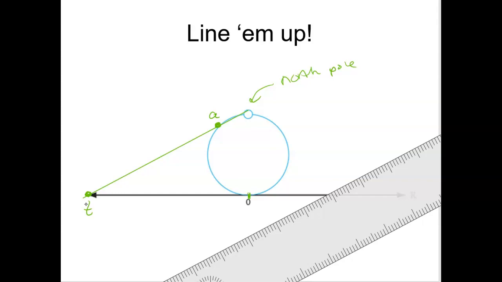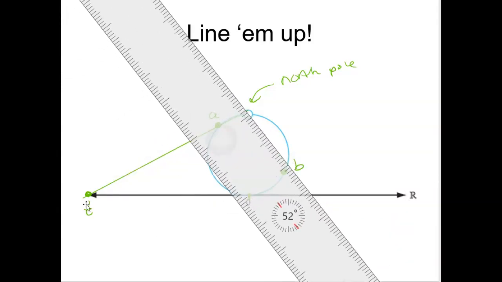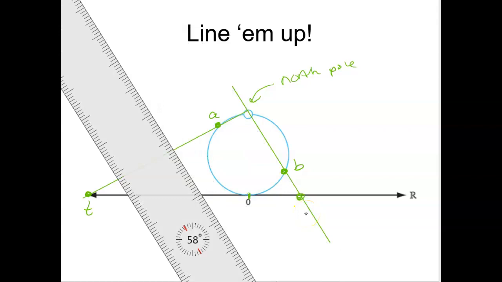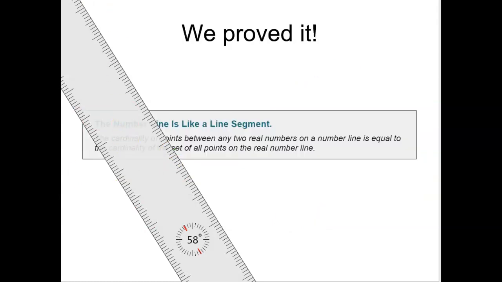We could keep doing it. Let's call this B. Where's that point going to hit? That is just going to hit at 1 point. And we can continue on, and we'll see that there's actually one-to-one correspondence between the points on the number line and the points on the circle minus that north pole. So the cardinality of the points on the circle minus the north pole is the same as the cardinality of the points on the number line. We proved it.